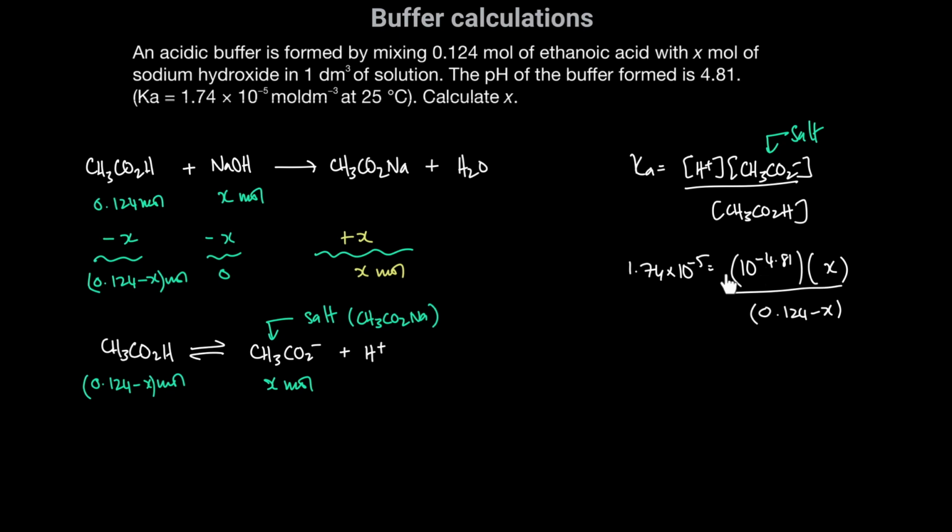Now if we divide by 10^-4.81 on both sides, we get 1.123. Then we multiply by 0.124 minus X on both sides, so we get 0.124 minus X is equal to X. And if we solve for X, X comes out to 0.0656 moles. So that's the number of moles of NaOH that was used initially to make this buffer solution.